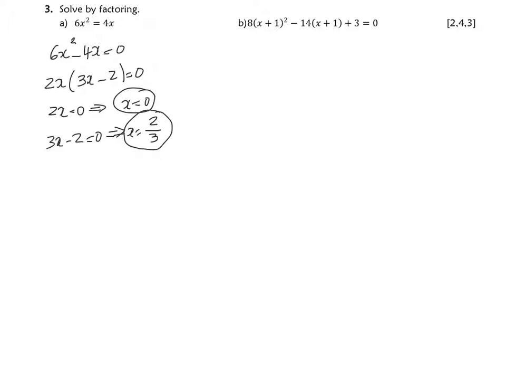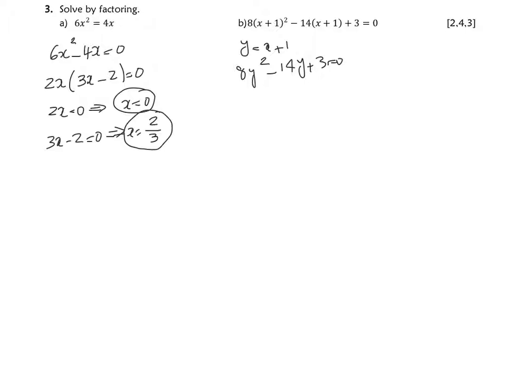The next question says, solve 8 times x plus 1 squared minus 14 times x plus 1 plus 3 is equal to 0. There are two ways we can solve it. We can either expand it and then factor it, or we can use substitution. Since x plus 1 is common, I'm going to let y be x plus 1. Then the above becomes 8y squared minus 14y plus 3 is equal to 0.